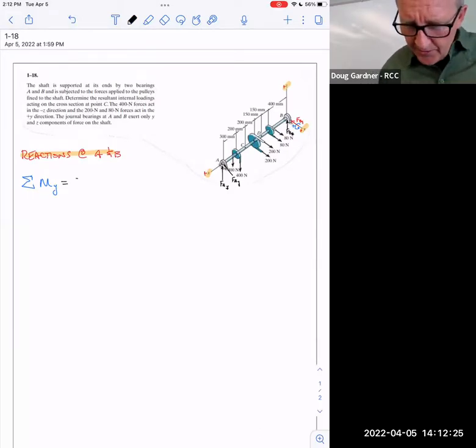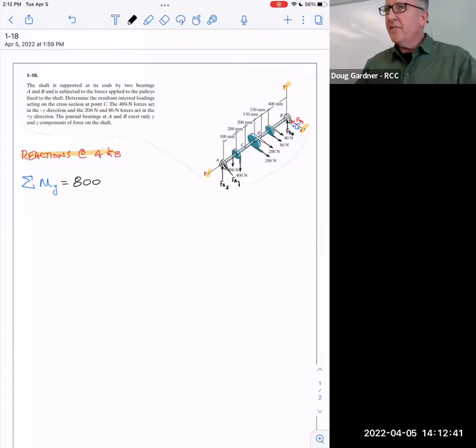So I've got 800. How far away is that from the Y axis? 1,100 millimeters. What's milli? Milli is 1,000, so if it's 1,100 millimeters, it'd be 1.1 meters.